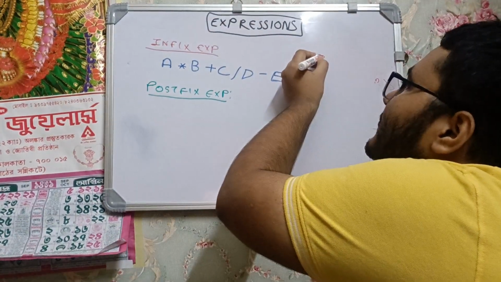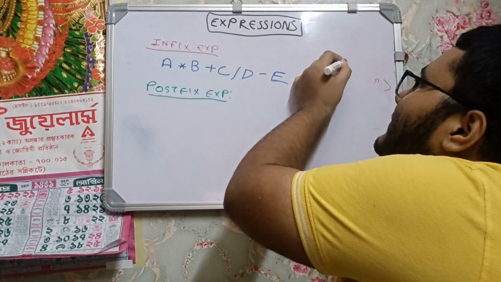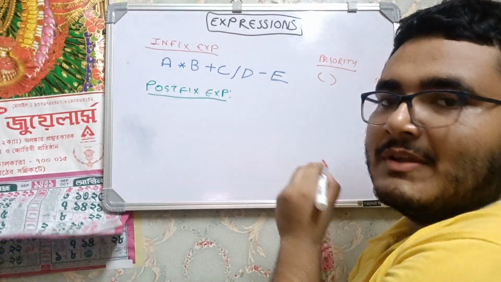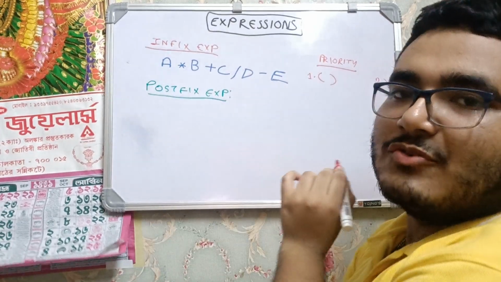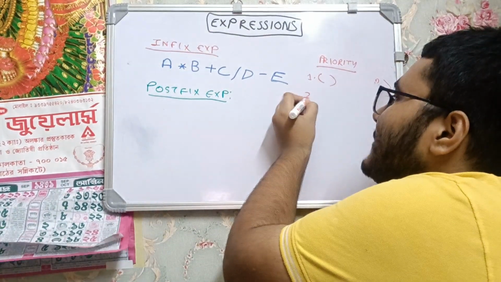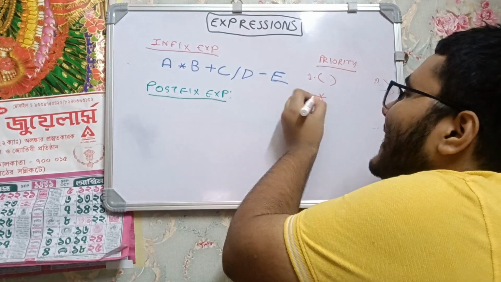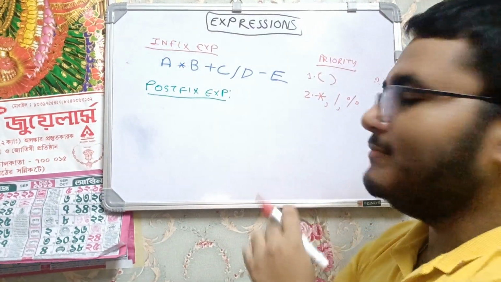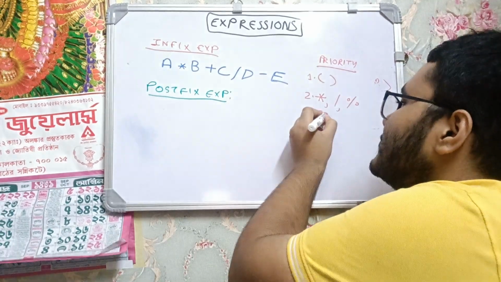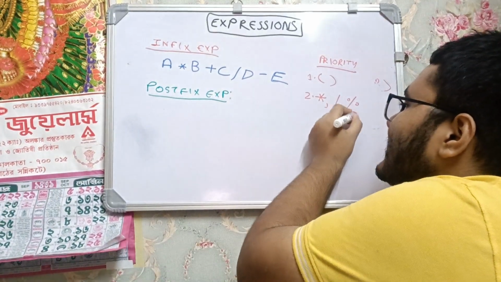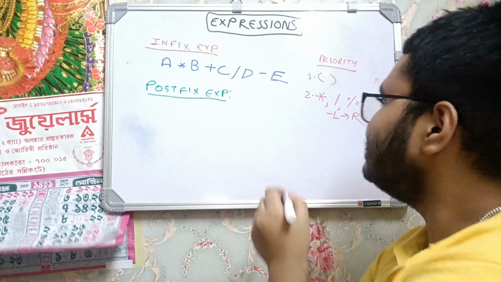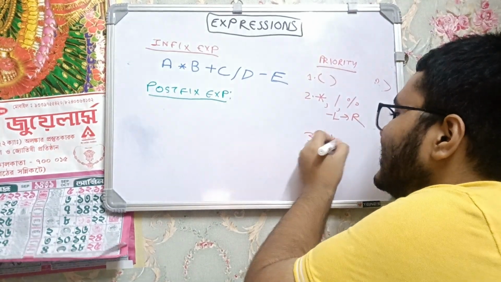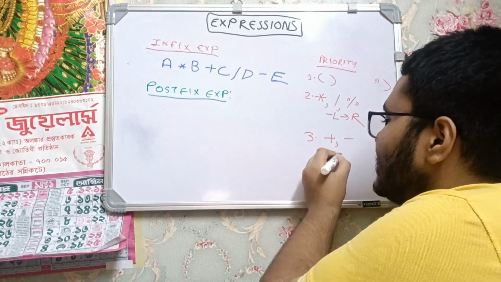So, the rule of priority. First comes the parenthesis. The second priority is given to multiplication, division and modulo, right? They have the same priority and an associativity of left to right. Third is plus and minus. Also, the associativity is left to right.